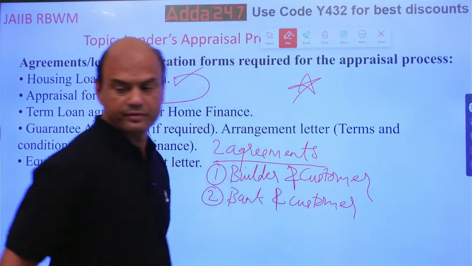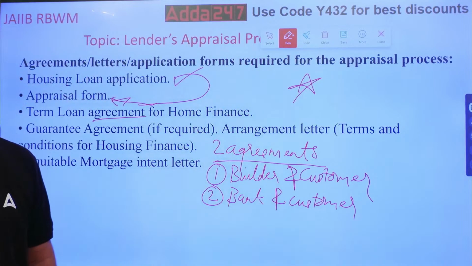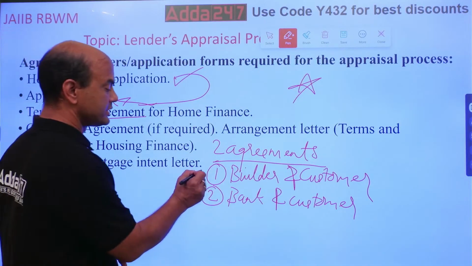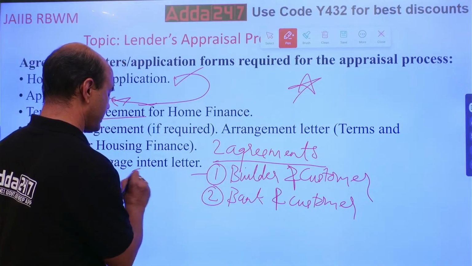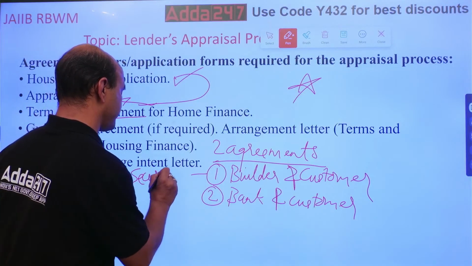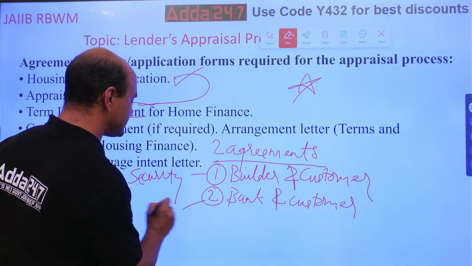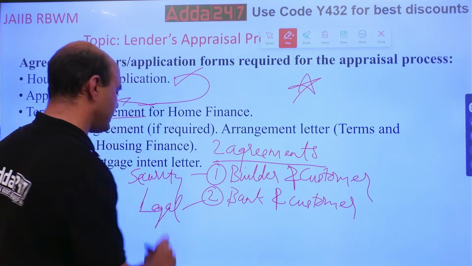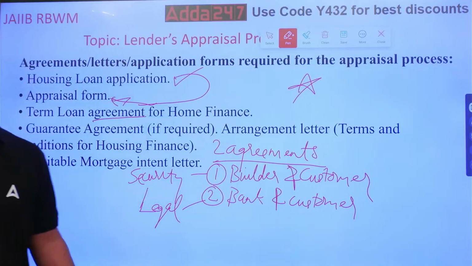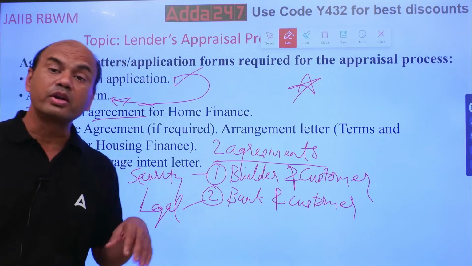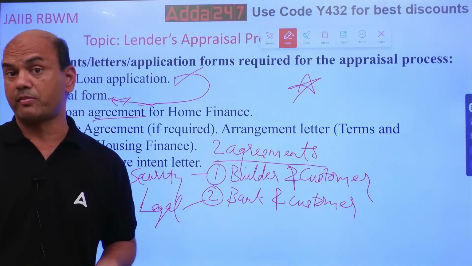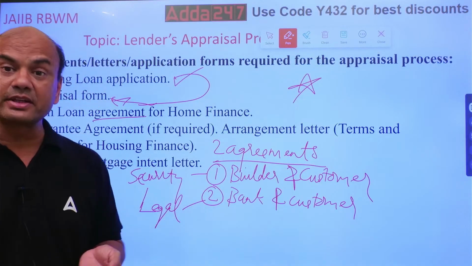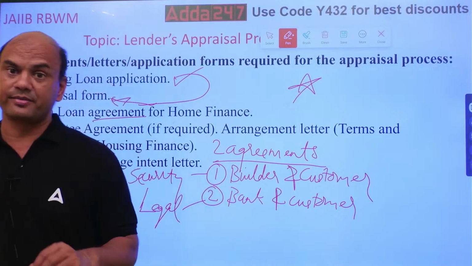Okay. So get this very clear. Don't confuse the two agreements. This agreement is a collateral security. And this agreement is a legal document. The first agreement, we get it before sanctioning the home loan. And the second agreement, we do it with the customer after sanctioning, before disbursement.